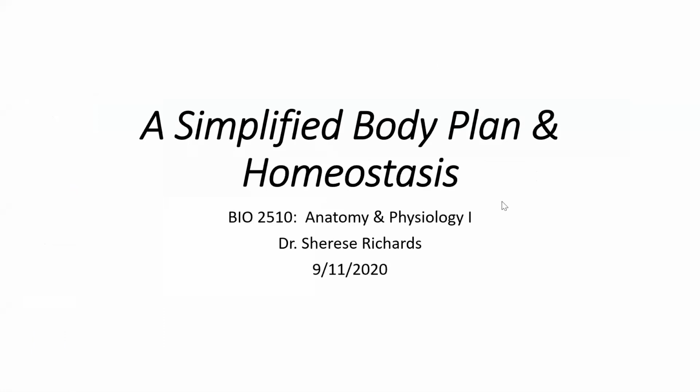Starting off with chapter 1, a simplified body plan and homeostasis. And in this first packet, we're pretty much laying the foundation for the rest of the course, this semester and next semester. We're talking about homeostasis, which is a really big theme in anatomy and physiology and structure and function. We're also going to talk about a simplified view of how the body looks, how the various body compartments communicate with each other, and how that plays into homeostasis as well.